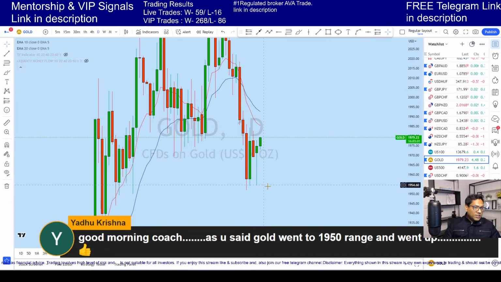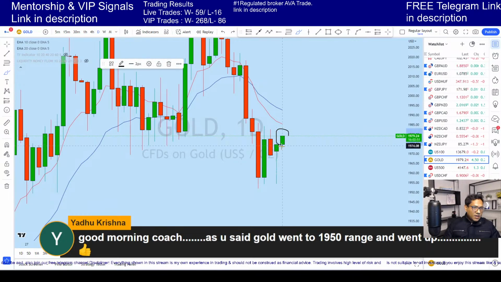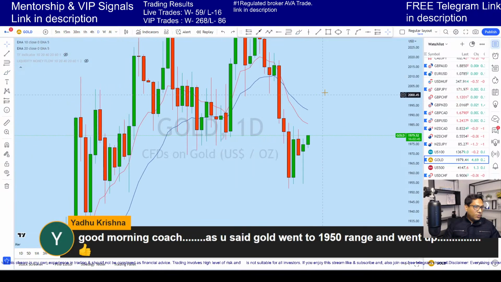Now we see that this is the daily price action on gold, and there is a long wick candle created here. With that long wick candle, the price currently on the daily has reached that zone where we see the price is breaking this high.